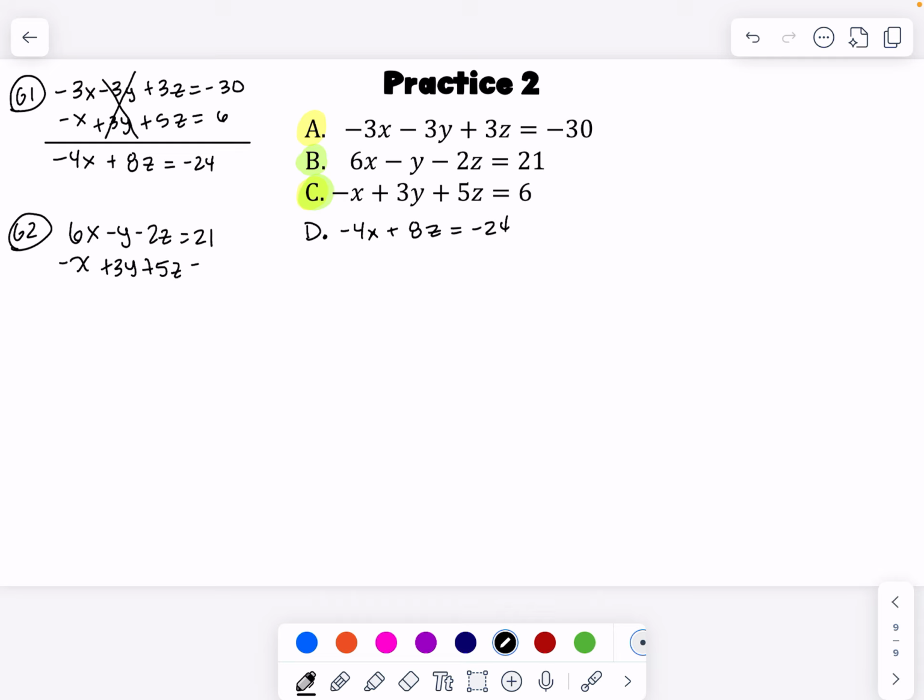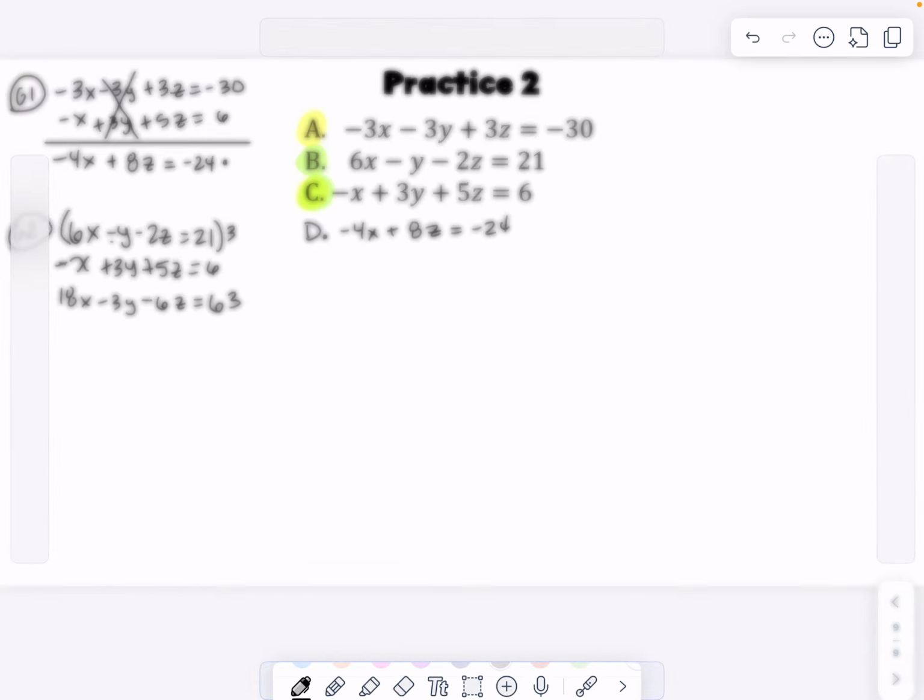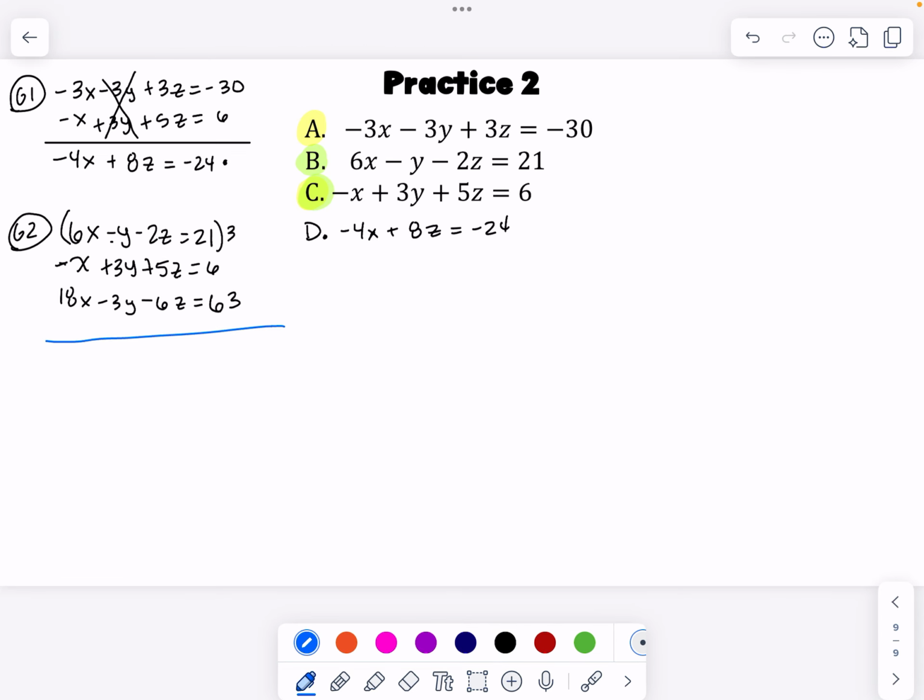plus 5z equals 6. Now, I have to eliminate y, because that's what I eliminated up here. I see that this one is positive 3, so I'm going to multiply the first equation by 3 to make this a negative 3. That's going to give me 18x minus 3y minus 6z is equal to 21 times 3, which is 63. Okay, I can now go ahead and combine these two.